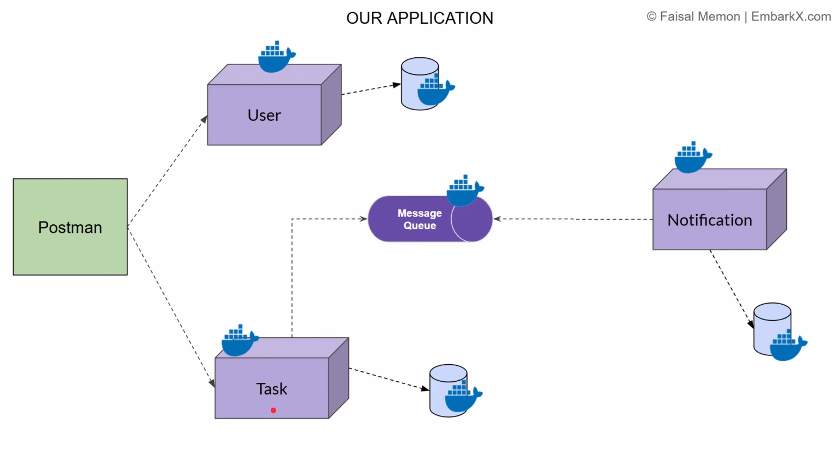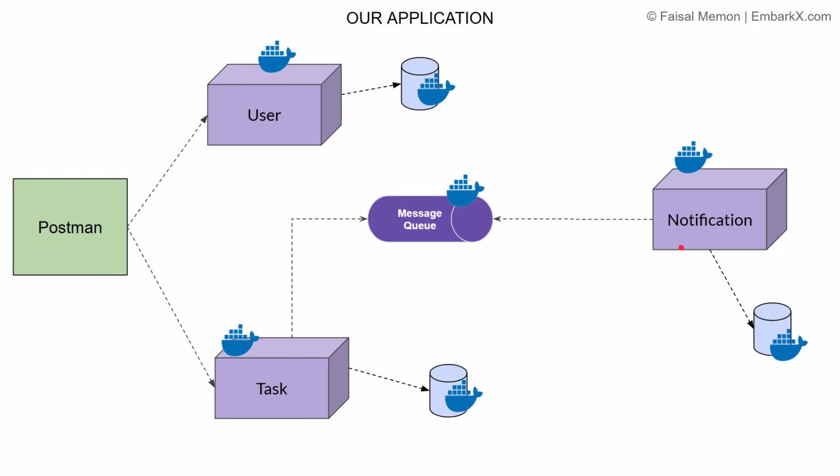Then we have task service. Now, task service is going to do the job of managing all the tasks or to-dos that you register in the application against a particular user. Task service is also going to have its own copy of the database. Again, we are using MongoDB over here. I'm keeping it consistent, but if you want to switch to a relational database, you can do that. Task service will also be exposing certain APIs which can be consumed via Postman.